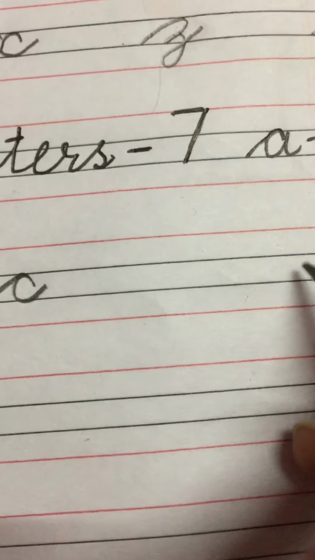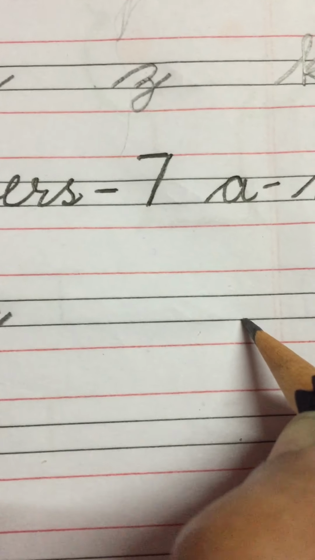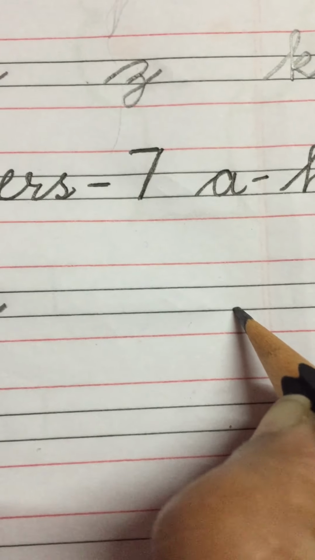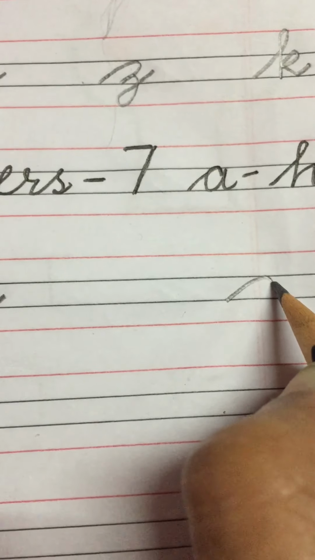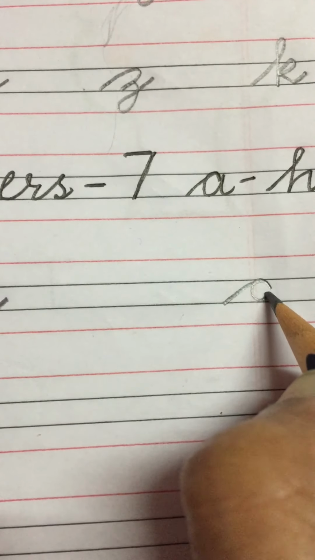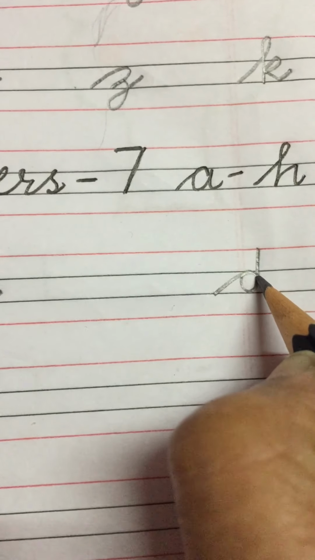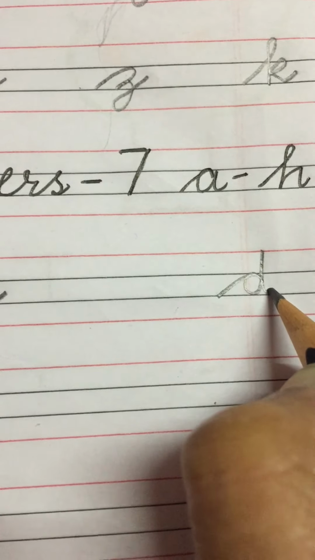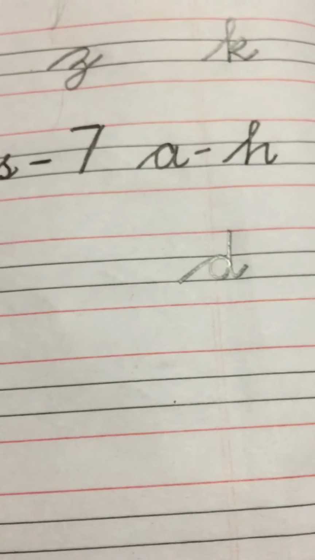Now we will make letter D. It is as similar as letter A. Start, make slant line, touch the line, come down, go up, make a curve, touch the line, go up, touch the red line, come down, touch the third line and go up. This is letter D.